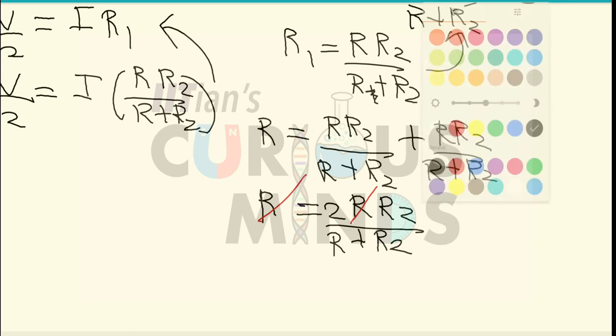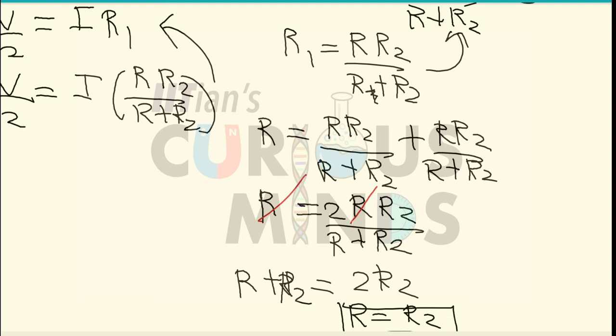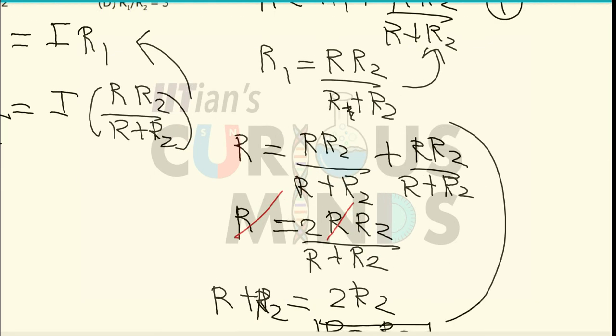So R plus R2 is equal to 2 times R2. So R is equal to R2. So the total resistance over here is equal to R2. Let me substitute over here in the first equation.